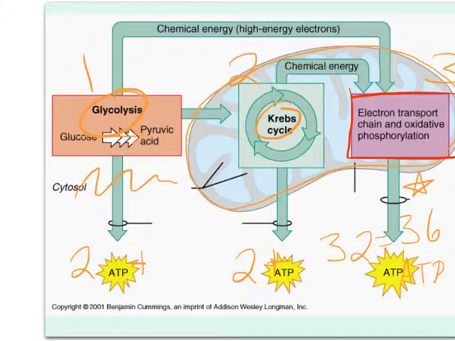Okay, moving things around a little bit. We've got this number you need to know, and this number you need to know, and of course this number. But the big thing, the total number of ATPs made by one turn of the overall process of cellular respiration is 36.